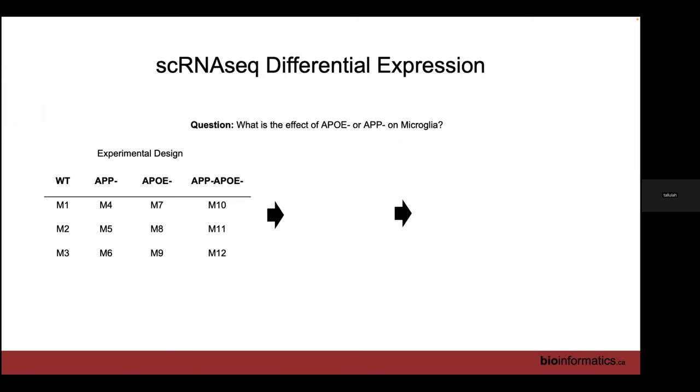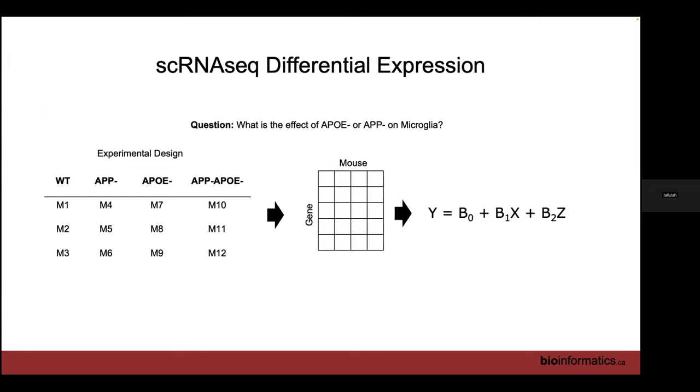Okay, so now let's put this into practice. We have our data for a particular gene. We calculate for all of our genes the expression in each mouse. We have our model. That's going to be Y equals B0 plus B1 X plus B2 Z. That's what all these mean. X is APP, Z is ApoE, and those are each of the slopes. And then we ask simply whether each of these slopes is significantly different from 0 or not.